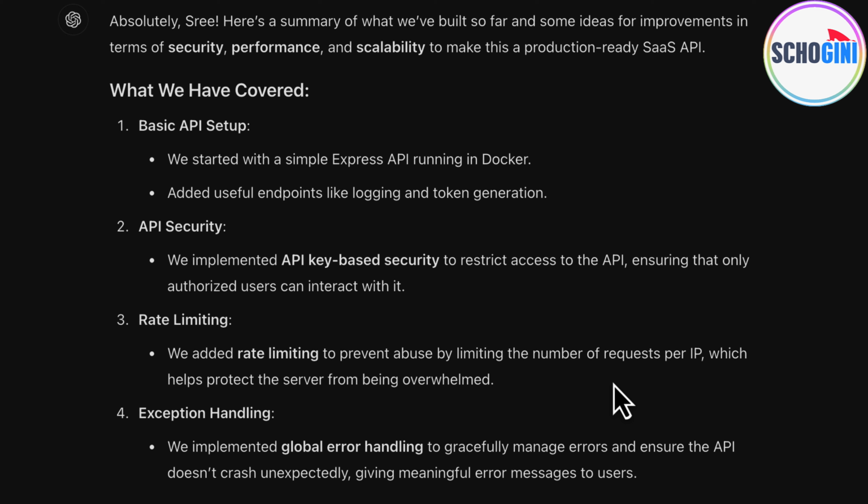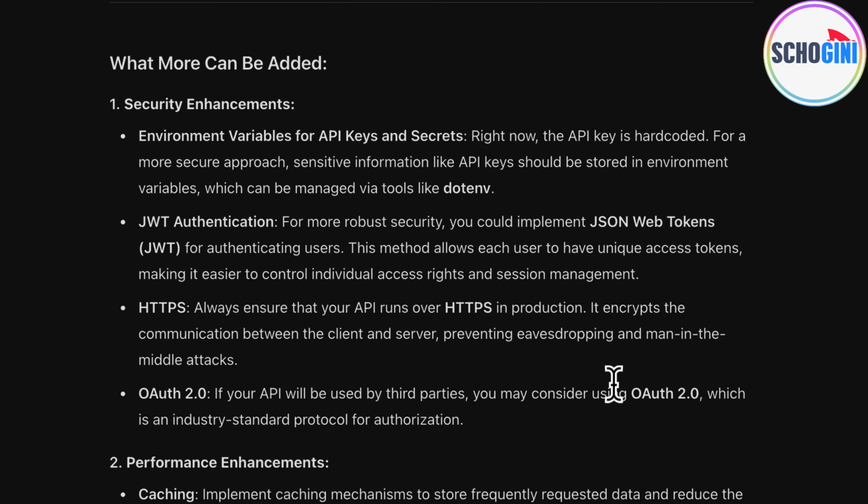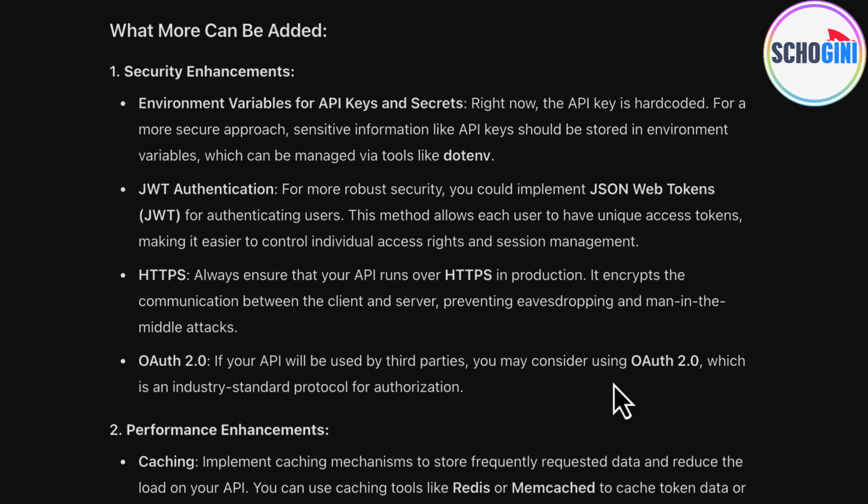What more can be added? 1. Security enhancements. Environment variables for API keys and secrets. Right now, the API key is hard-coded. For a more secure approach, sensitive information like API keys should be stored in environment variables, which can be managed via tools like .env. JWT authentication. For more robust security, you could implement JSON Web Tokens, JWT, for authenticating users. This method allows each user to have unique access tokens, making it easier to control individual access rights and session management.